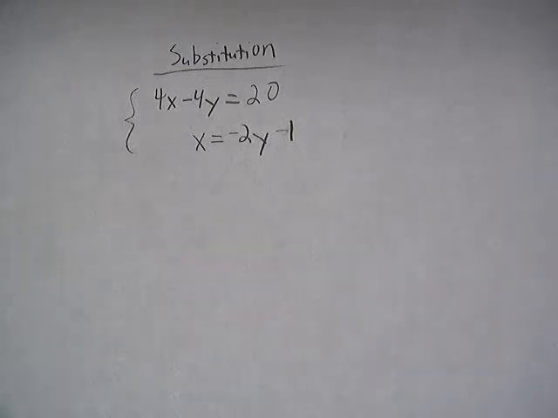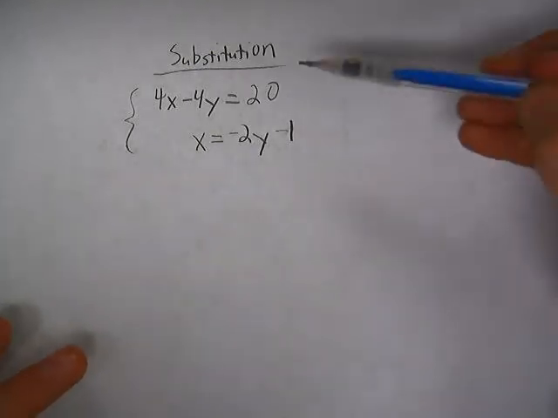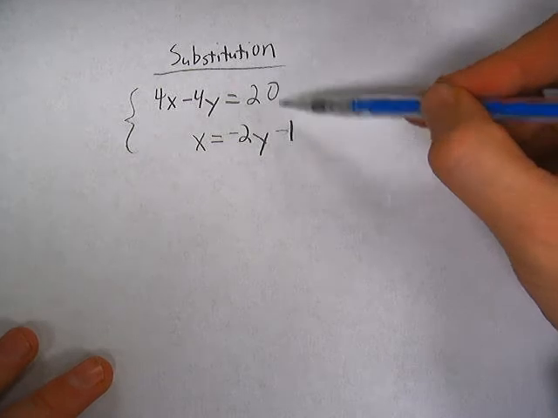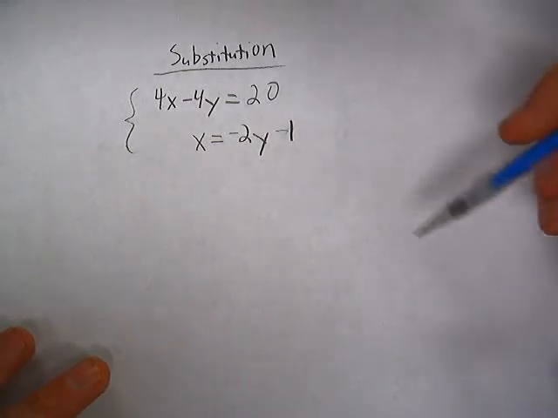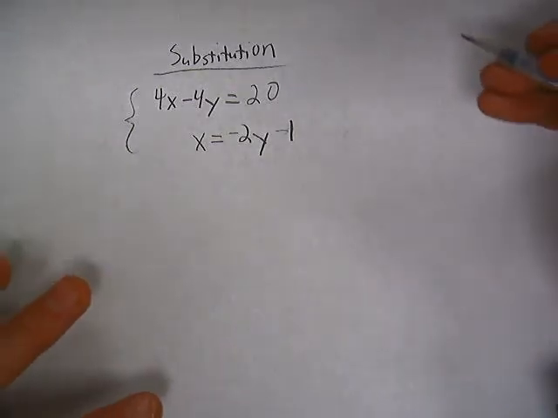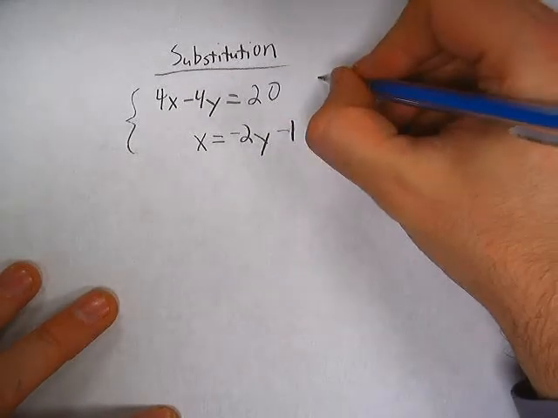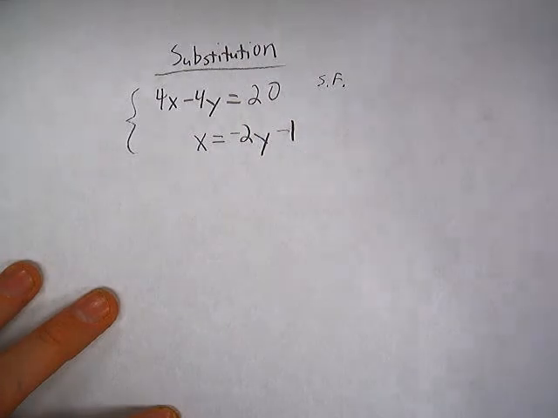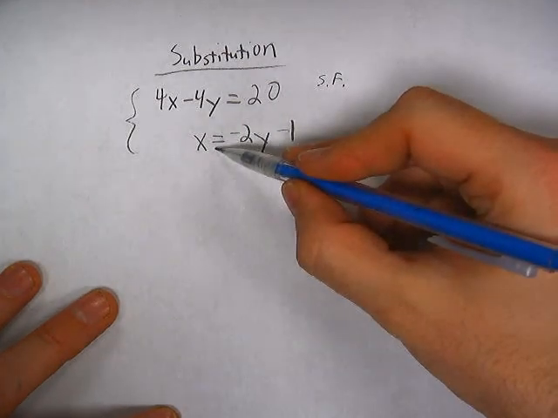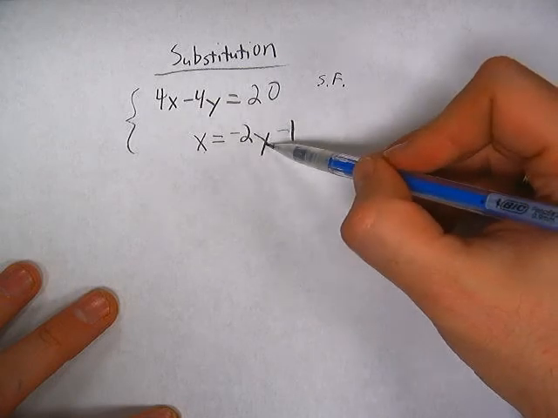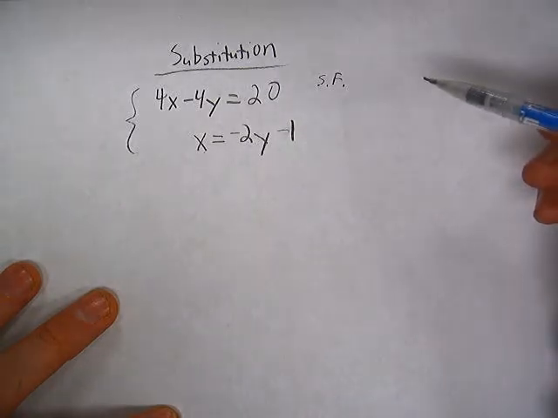Let's go ahead and continue on our study of systems of equations using our second solving method, substitution. If you remember back from our introduction, anytime you have a system, you want to look at the form of the equations and decide what method you need to use. Our top one, with x's and y's on the same side, is a standard form equation. With the bottom one, I've got my x on one side and my y and the constant on the other side.